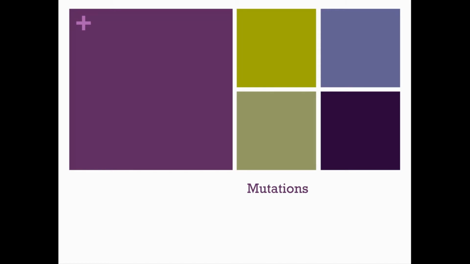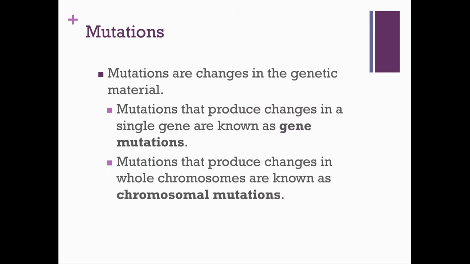So the naturally occurring changes to our DNA are called mutations. And so the simple definition is just any change to our genetic material. But when we use the term genetic material, we're talking about our DNA. So mutations are just changes to our DNA. And specifically, what's changing are the bases, those A's, T's, C's, and G's in a gene mutation.